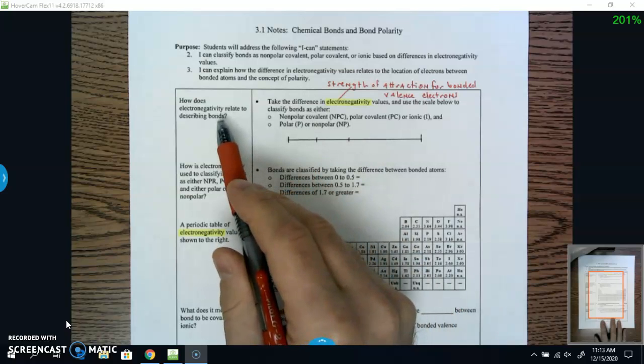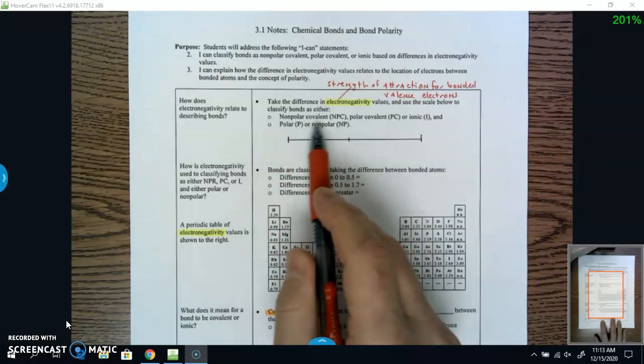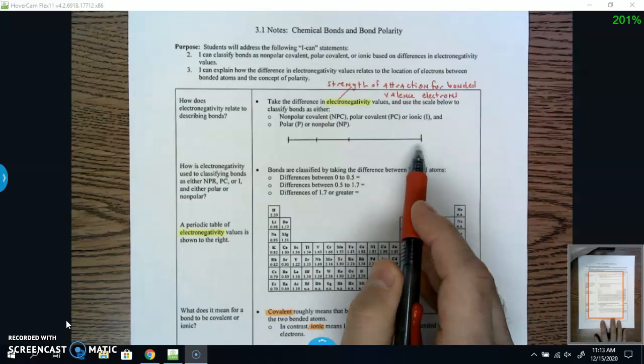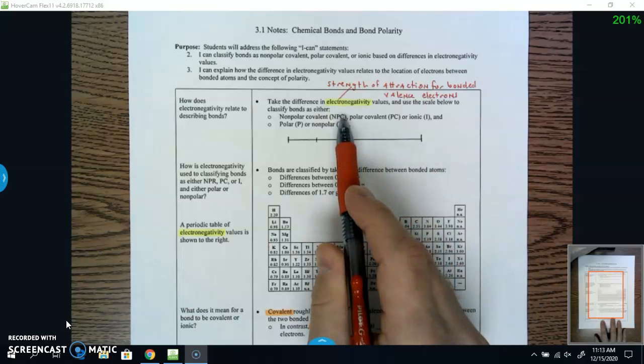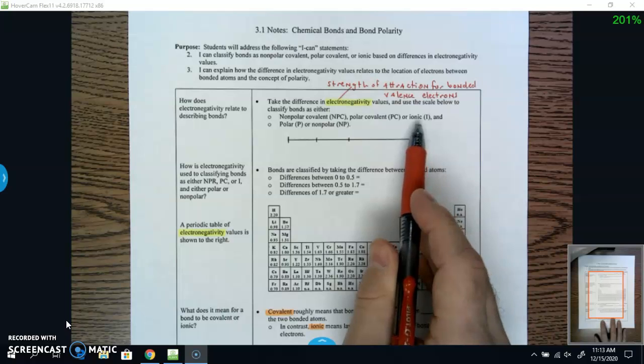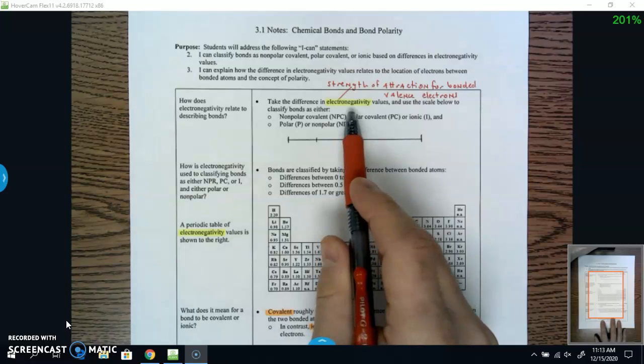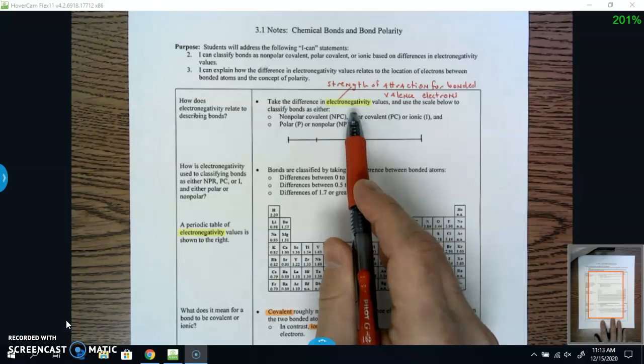Remember, in order to describe bonds, we take the difference in electronegativity values and use a scale that we're going to create down below to classify bonds as either nonpolar covalent, polar covalent, and ionic. We can also use it to describe bonds as either polar or nonpolar. We'll get to that later because I know that's new. Just a reminder, the definition of electronegativity is strength of attraction for bonded valence electrons.